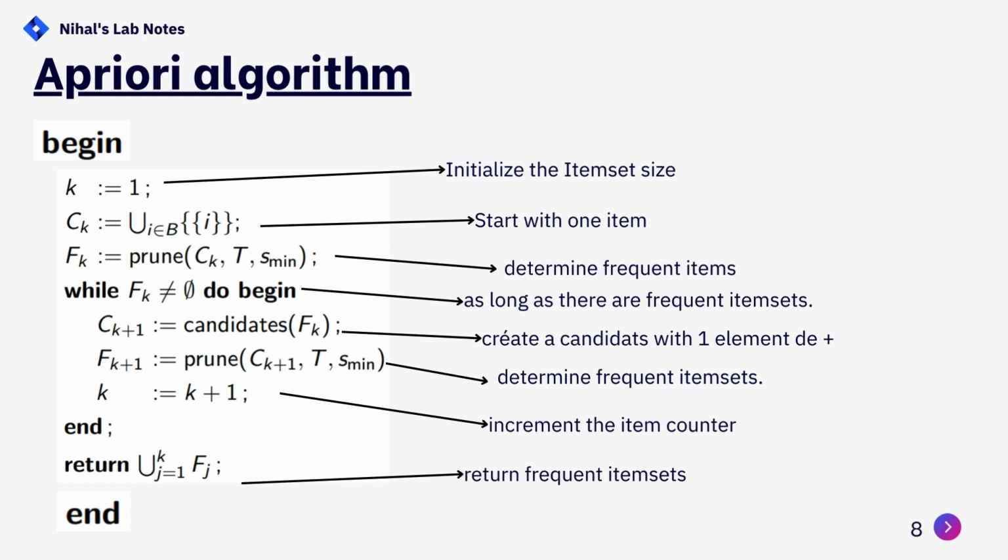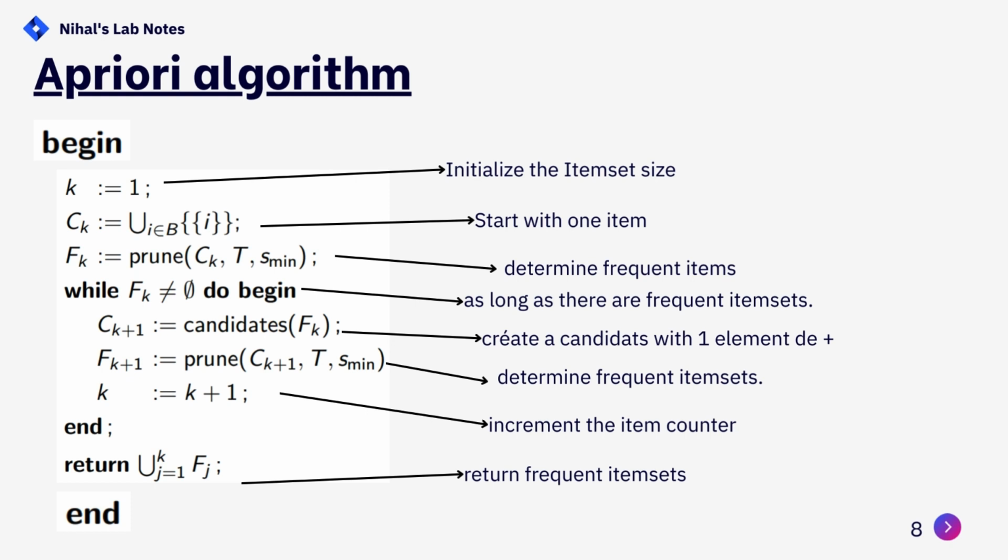Then we have here a while. The condition is that while F_k is different from 0, do begin. It means as long as there are frequent item sets, do this. The first line, C_k+1 equals candidate F_k, is to create candidates with one more element. The second line, F_k+1 pruning, is to determine frequent item sets. The last one is just to increment the item counter.